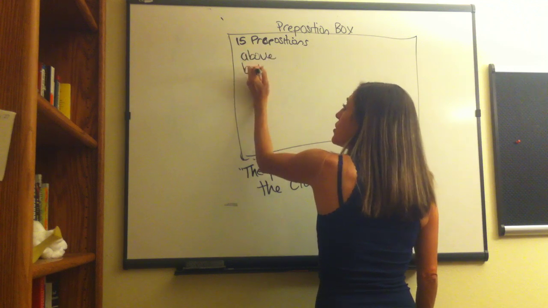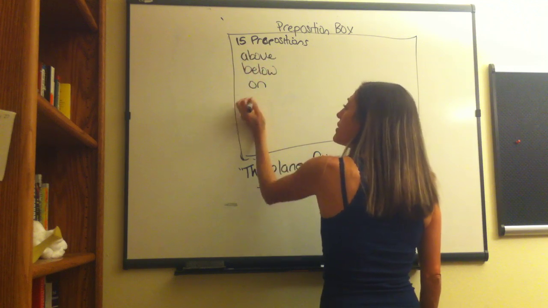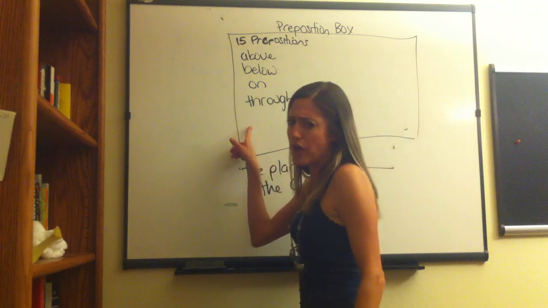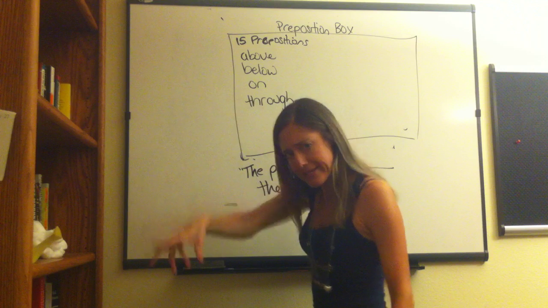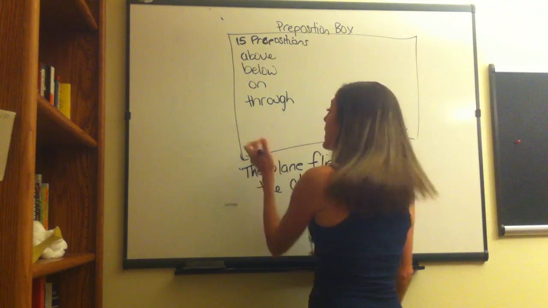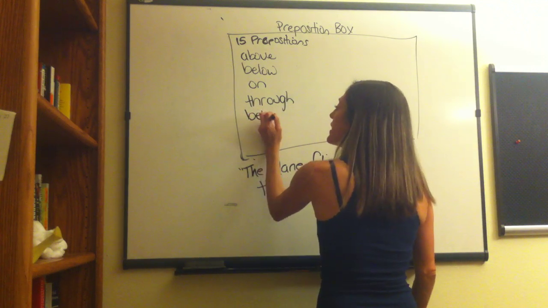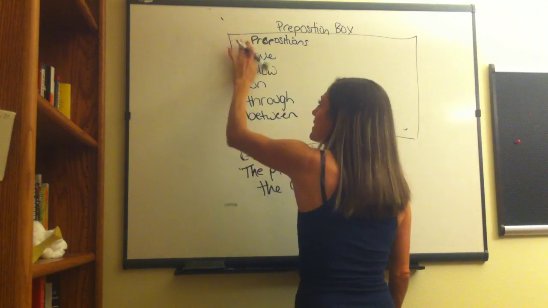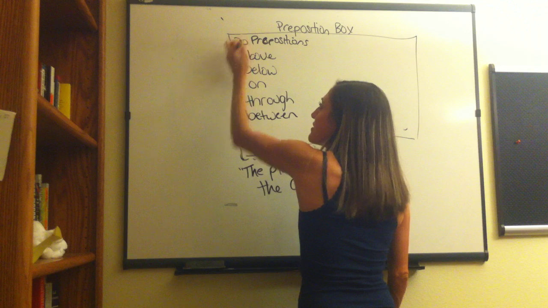Above, below, on, through. Make sure you write the correct through. Do not write T-H-R-E-W because that's a past tense of throw. This through, okay? Between, blah, blah, blah. You know what? I'm going to make it 20 because there are just so many. And I'm giving you a ton of them.